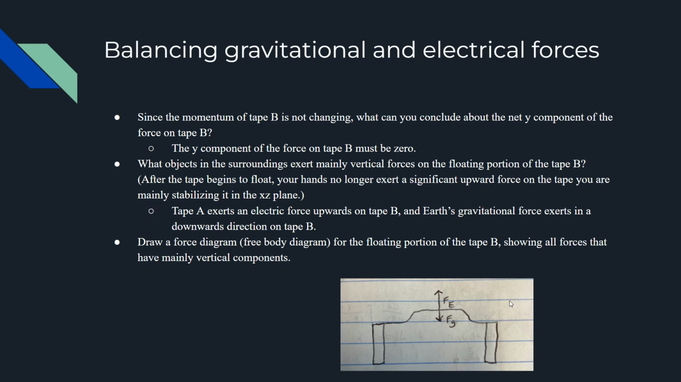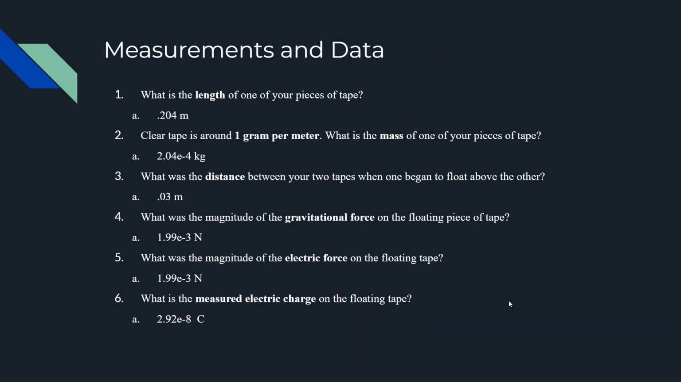attracted to one another. Since the momentum of tape B was not changing, we can conclude that the y component of the force on tape B must have been 0. We know that tape A exerts an electric force upwards on tape B, and Earth's gravitational force acts in a downwards direction on tape B. As you can see in my free body diagram, we have Fe and Fg, which are about the same size and magnitude, pointing in opposite directions.